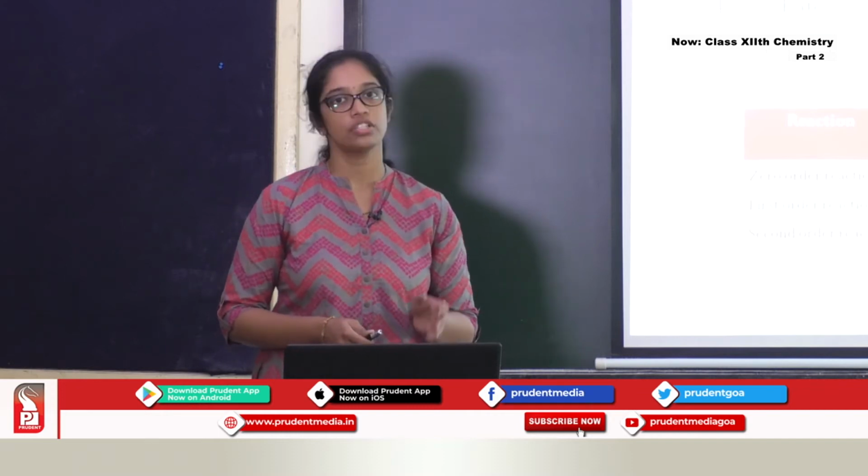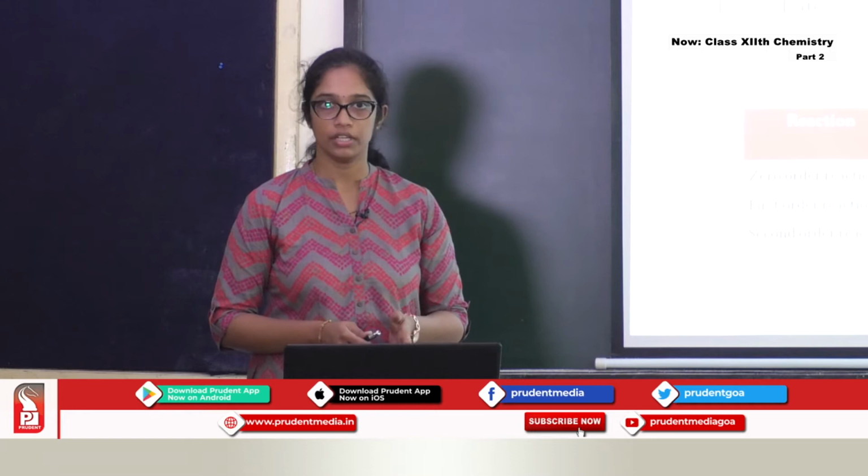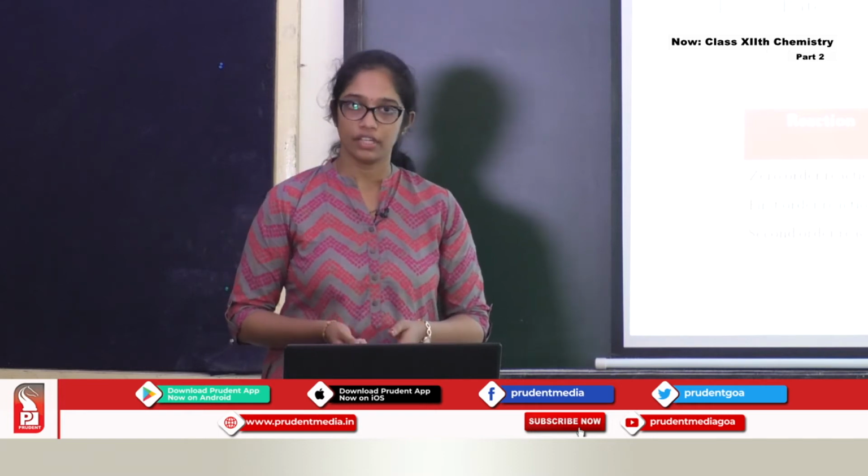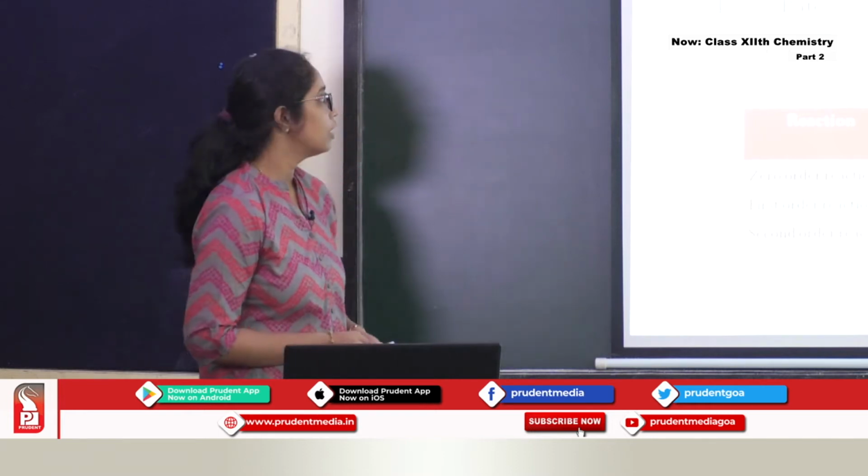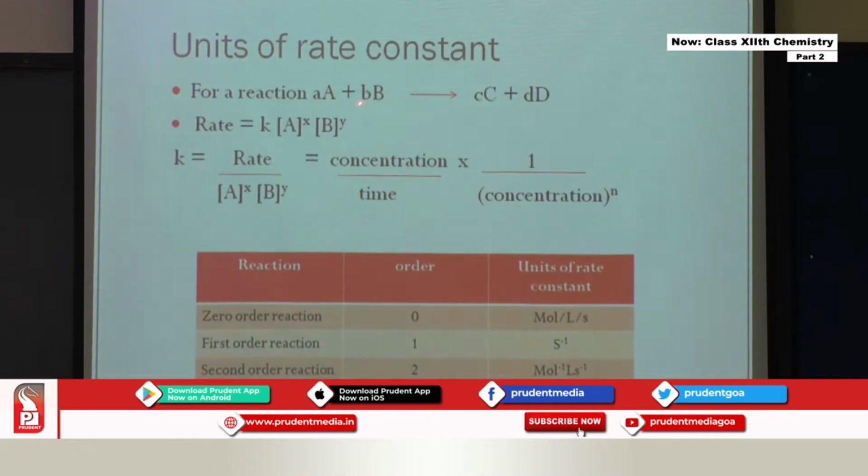Rate of a reaction has the units as moles per liter per second. Consider the reaction given here, a A plus b B giving you c C plus d D. The small a, b, c and d are going to be the number of moles of the reactants and the products. The rate expression is given as K into A raised to X and B raised to Y. We know that X and Y are supposed to be the orders of the reaction. The sum of these powers would give the order of the reaction.